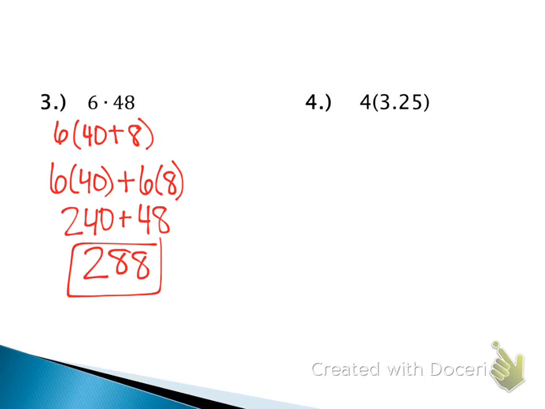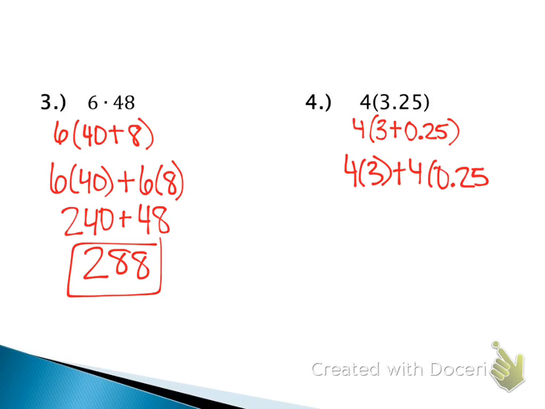Alright, on number 4. On this one, we've got 4 times 3 and 1/4. So 4 times 3 plus 0.25, which is 1/4. We distribute: 4 times 3 plus 4 times 1/4. 4 times 3 is 12. 4 times 1/4 is 1. We end up with 13.